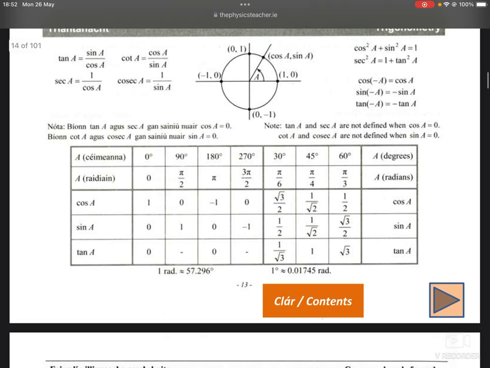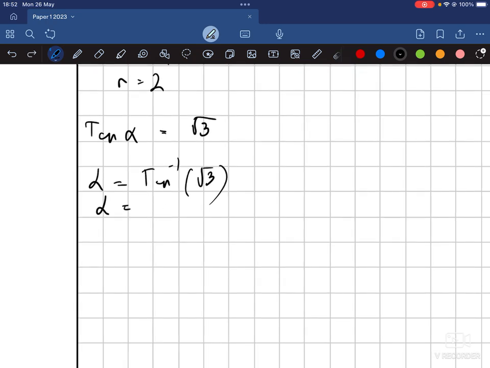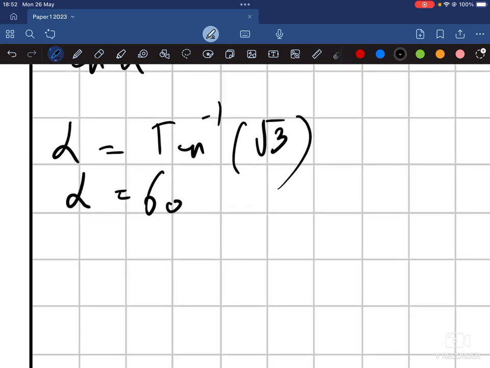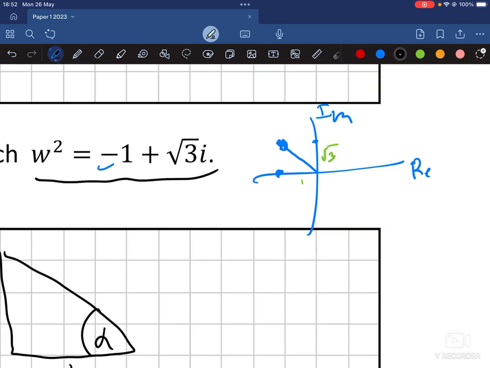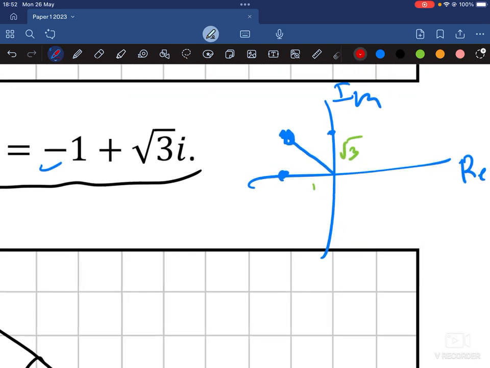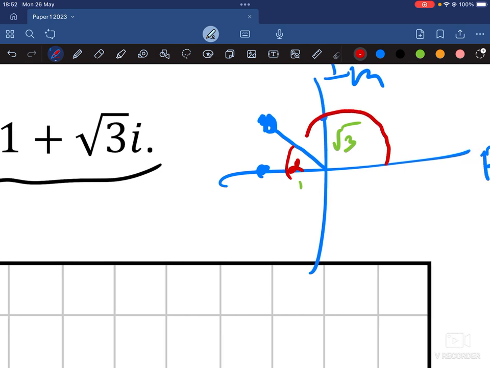Tan of 60 degrees, yeah, tan of root 3, 60 degrees, perfect. Okay, at least I remembered that. So alpha is 60 degrees. Now, remember I always said that what angle we found? We have found this angle here. This is alpha. But the thing is, we're looking for this angle here.